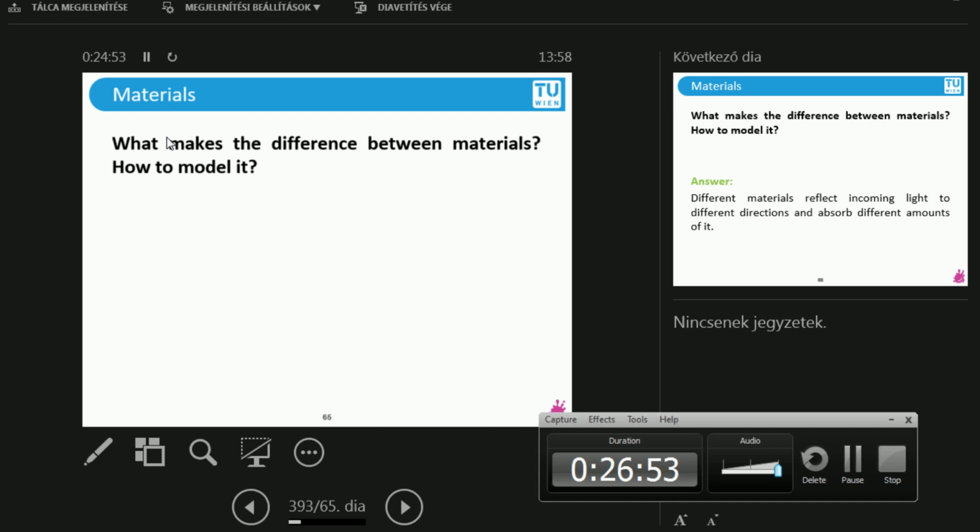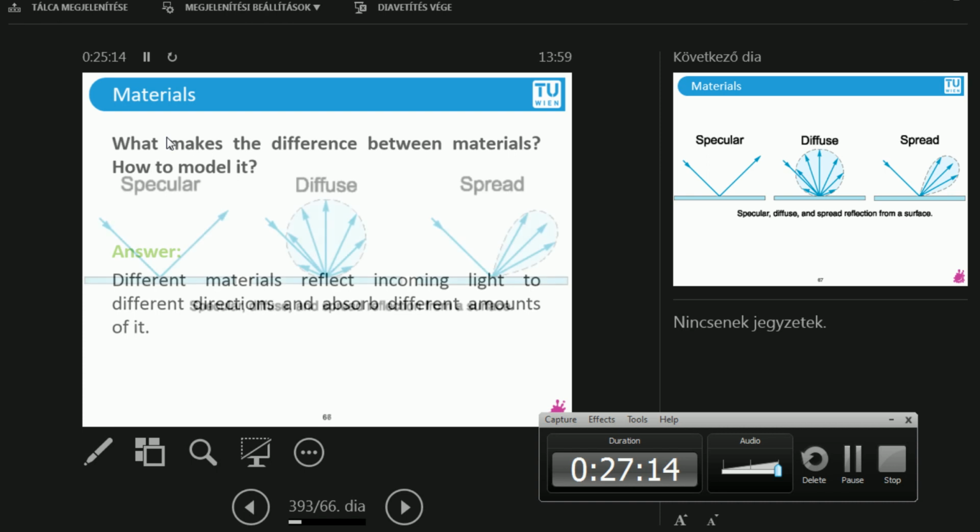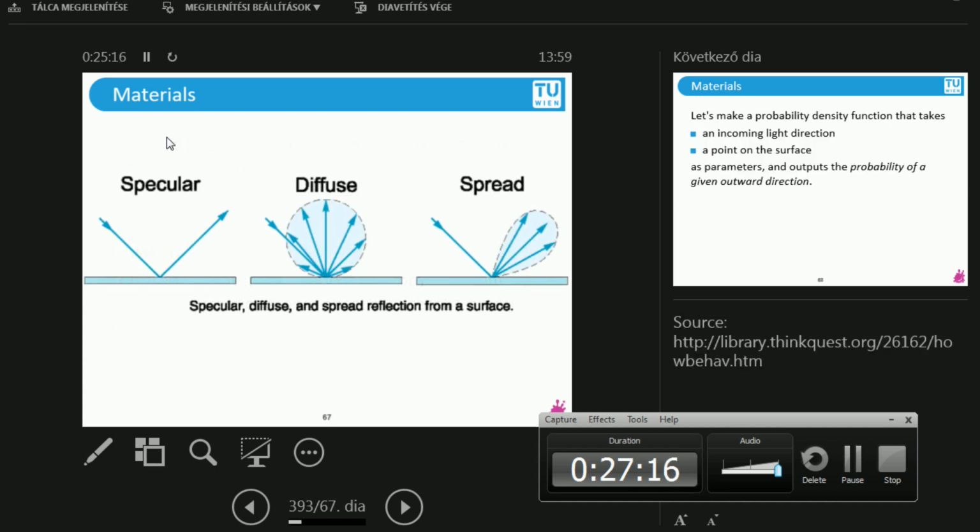Now, there's another fundamental question, which is what makes the difference between different materials? And the other question is, how do we model it? Well, different materials reflect incoming light to different directions, and they absorb different amounts of it in different wavelengths. That's the answer. We are going to talk a lot about this, but this is an example.